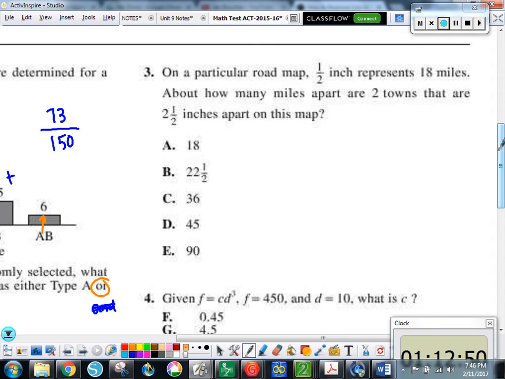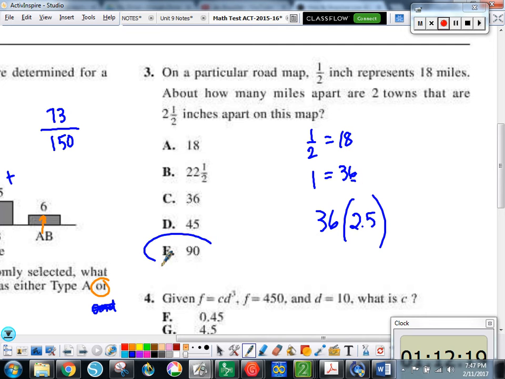Okay, number 3. On a particular road map, 1/2 inch represents 18 miles. How many miles apart are 2 towns that are 2.5 inches apart on this map? So, for every 1/2 inch, it's 18. For every full inch, it would be double, 36. So if I take 36 times my 2.5, I would get how far apart they are. I was told 1/2 inch, so I changed it to a full inch because it's easier to multiply. So on the map, there would be 90 inches apart, or 90 miles apart in real life.